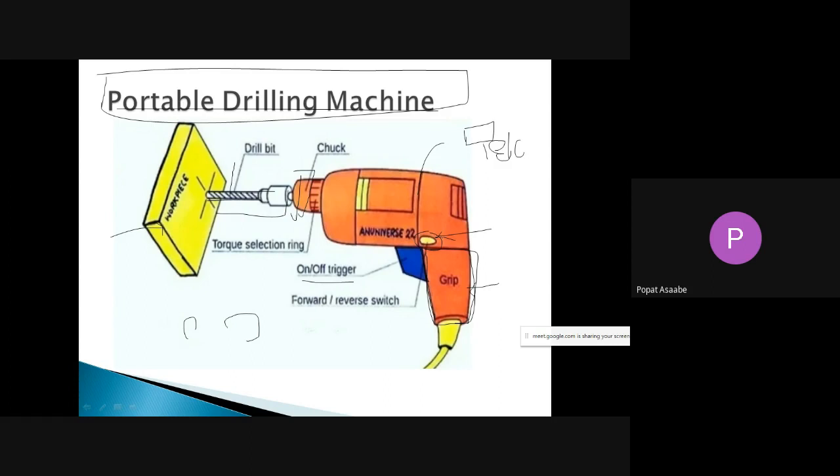And we can change the rotary direction of that drill bit with the help of this switch. Then we can give the feed. How can we give the feed, or the depth of cut, to that drill bit? Just with the hand, we can press that portable drilling machine in the forward direction, simple. And then we can produce the drilling operation on the work.